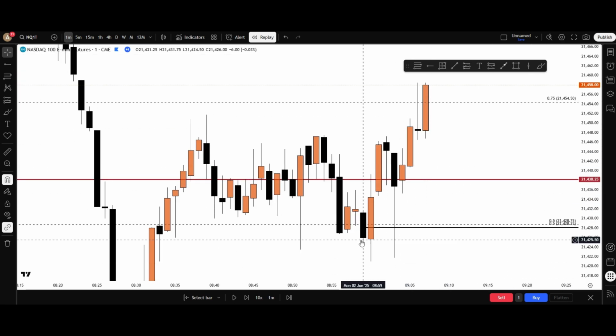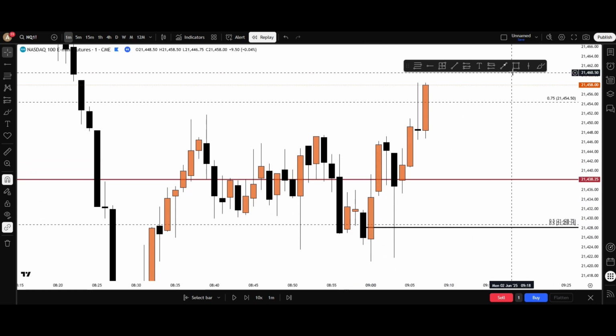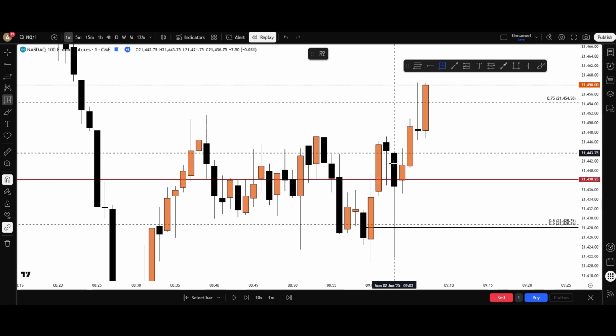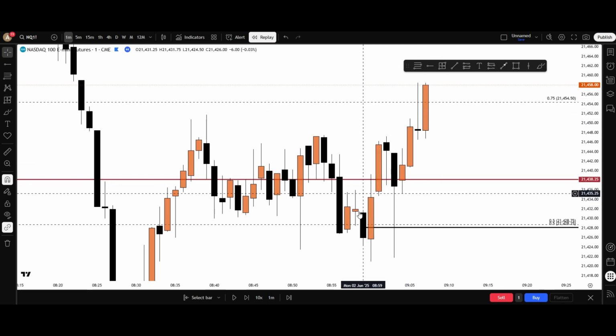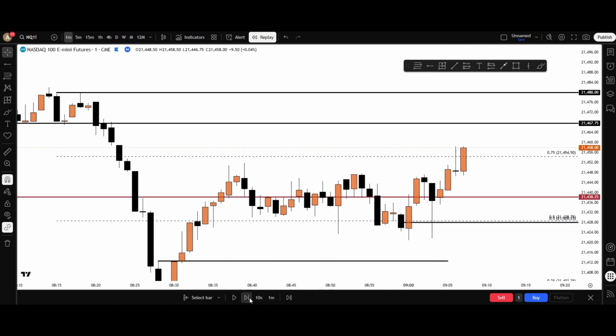Doesn't test. So unfortunately, unless we got here and got, you know, trailed out for about 1 to 2 hours, we would have missed this whole move here, unfortunately. But the idea was right.